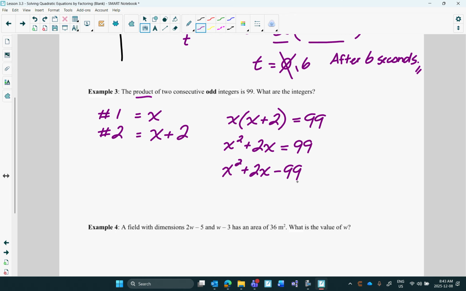Now I'm ready to factor to solve. And it's an x squared trinomial, so it's going to become 2 binomials. What's the factored form? Everybody got it? -9 plus 11.